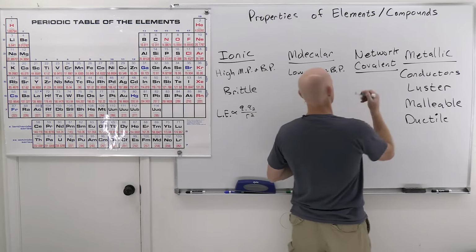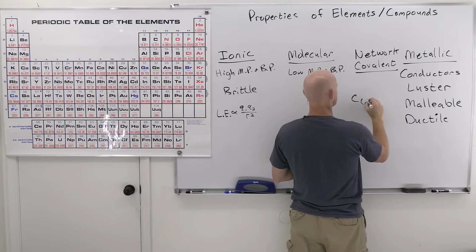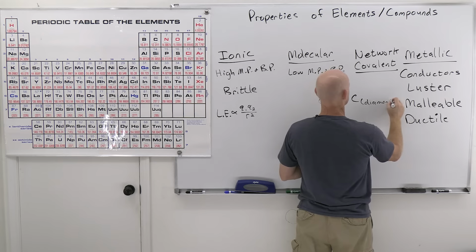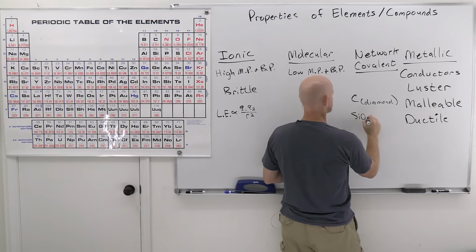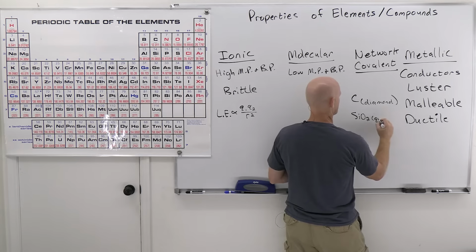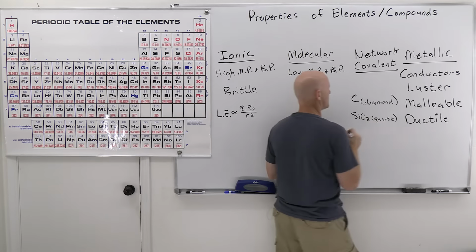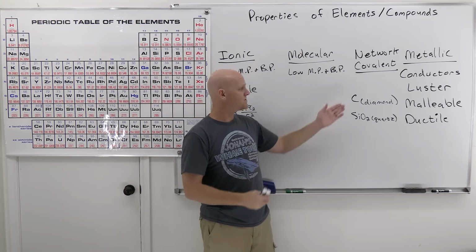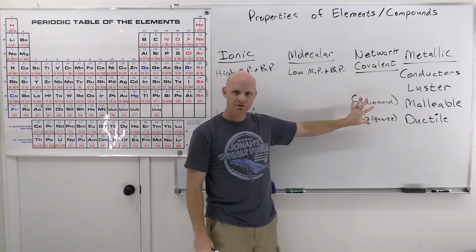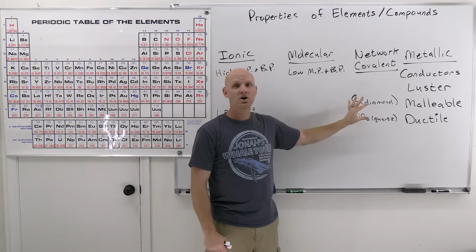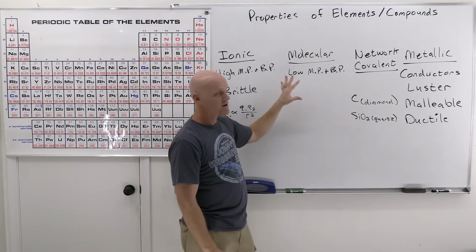And so most notably, you're going to see things like diamond, or quartz, silicon dioxide here. One way of writing quartz. And so these are the most notable examples with no metals involved of these network covalent solids. So again, the vast majority, though, are going to be molecular.